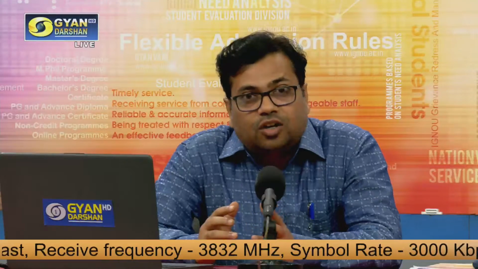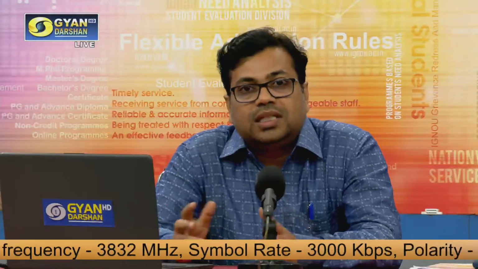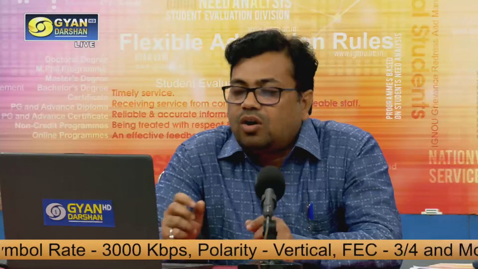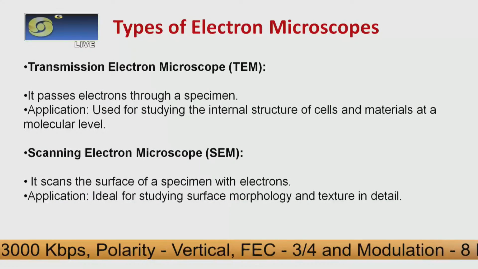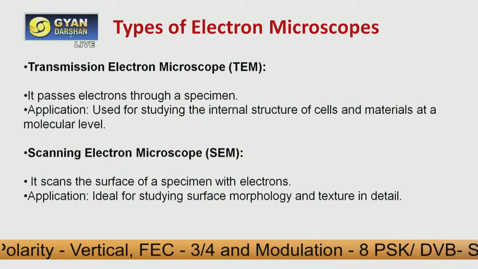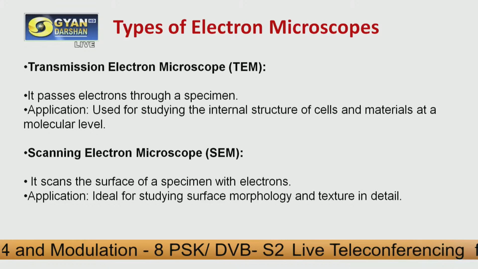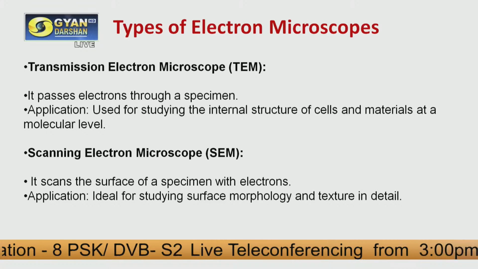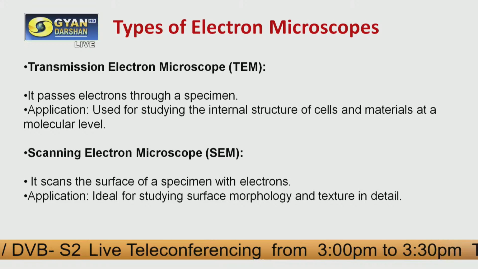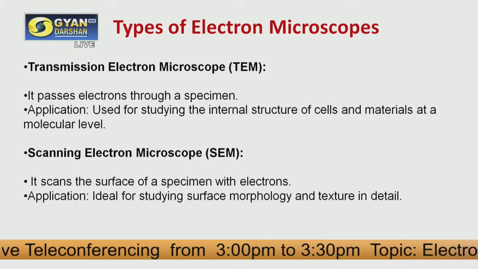So here, what are the types of electron microscopes? Based on the interaction of the electron with the specimen, it produces a highly resolved image. Now I come to the discussion of the types of electron microscope. Transmission electron microscope and scanning electron microscope are two types of electron microscope based on their functions or the role of the electron microscope.